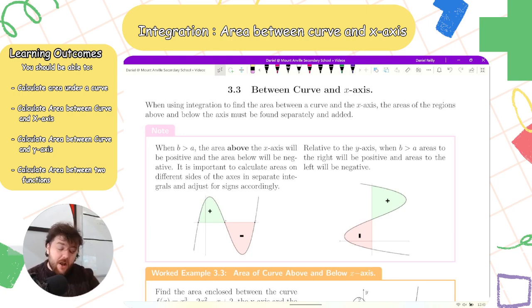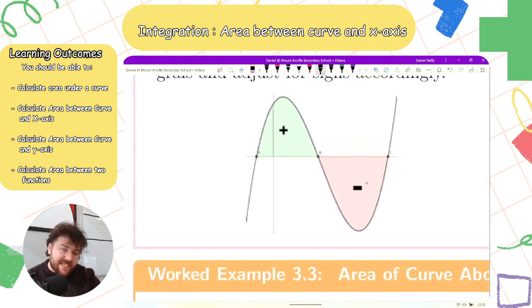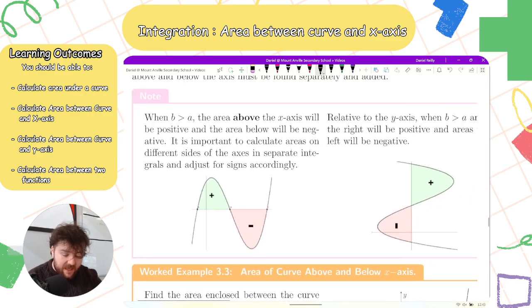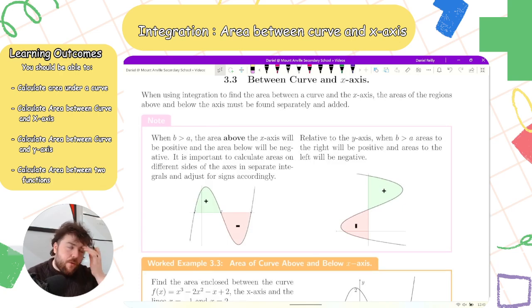Especially when we get to higher order polynomials, say like this one, I will have an area above the x-axis and an area below the x-axis. So it is very important: if I realize I have two shaded areas between the curve and the x-axis, I need to find them separately, and I'll tell you why.